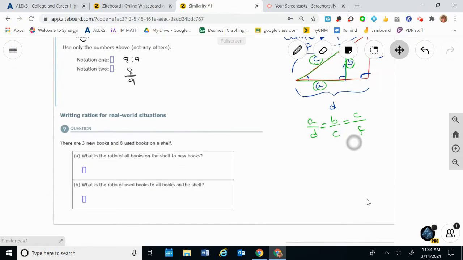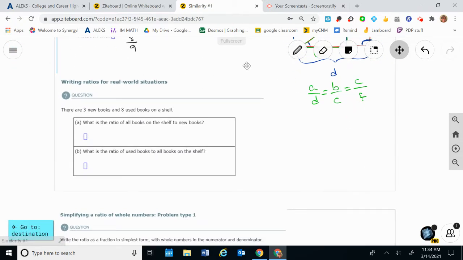Let's go ahead and go to the second problem. It says writing ratios for real-world situations. There are 3 new books and 8 used books on the shelf. So here's what I want you to pay attention to. Words are important. The word to is going to give you the colon or the division symbol. And when they say ratio, it's basically a fraction. I'm not sure which way they want you to put these answers.